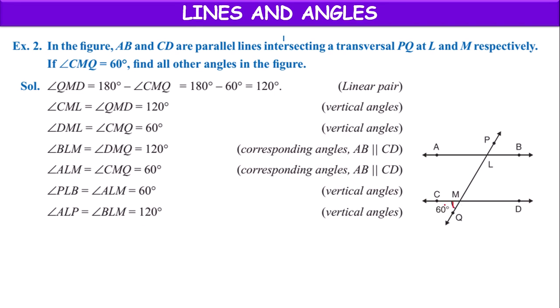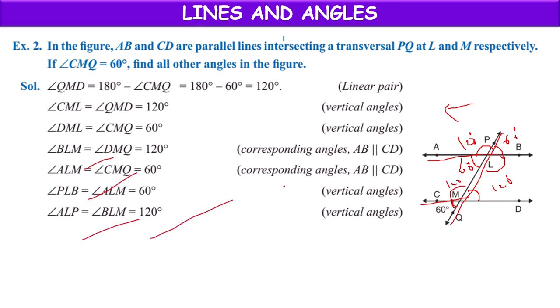Now if this is 60, transversal left side, line downside 60, line downside, this also will be 60. This also will be 60. Line above, if it is 120, line above it also will be 120. Here, line above right side is 60, line above right side it is also 60, and this will be 120. So like that we can find all the angles at point L.